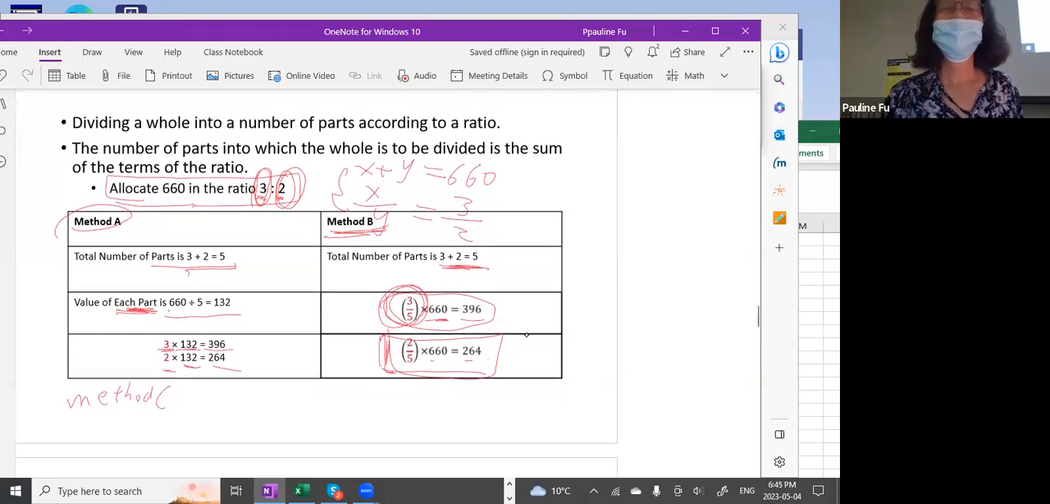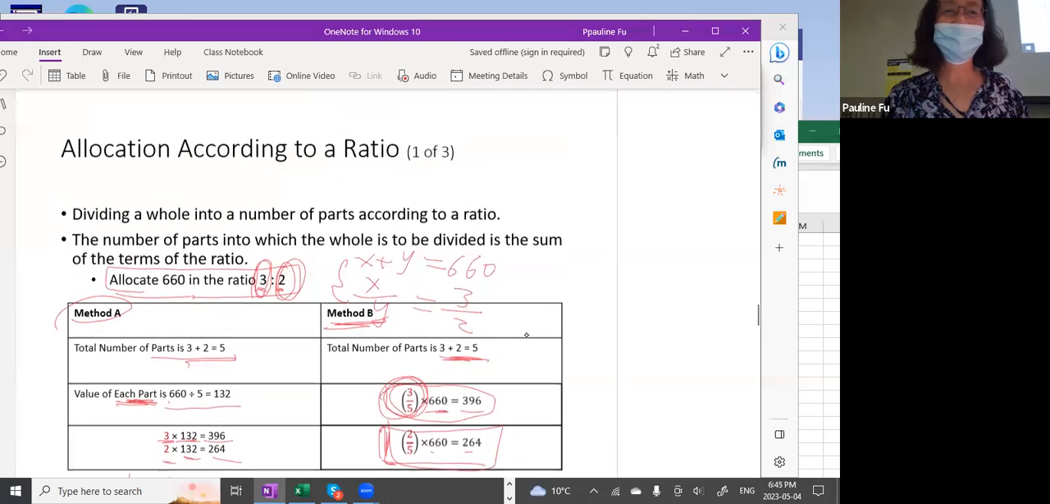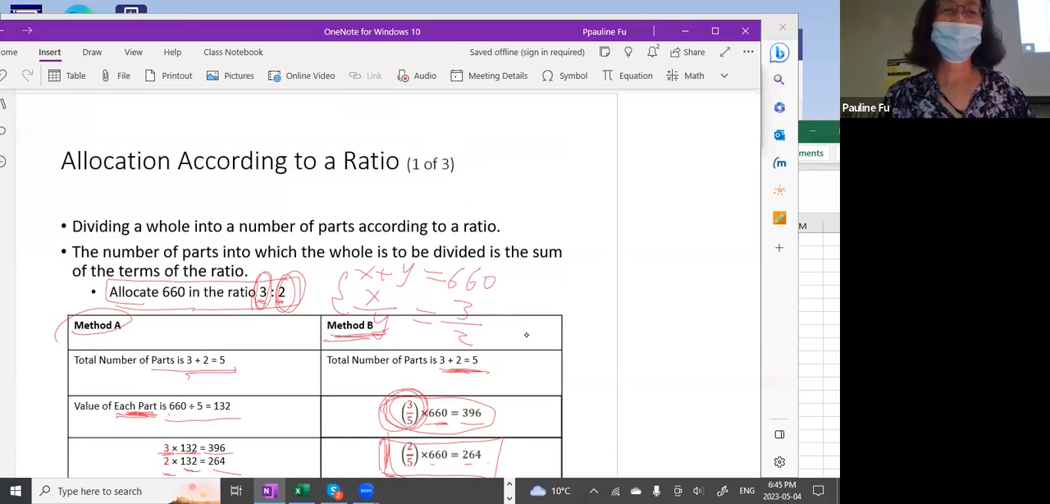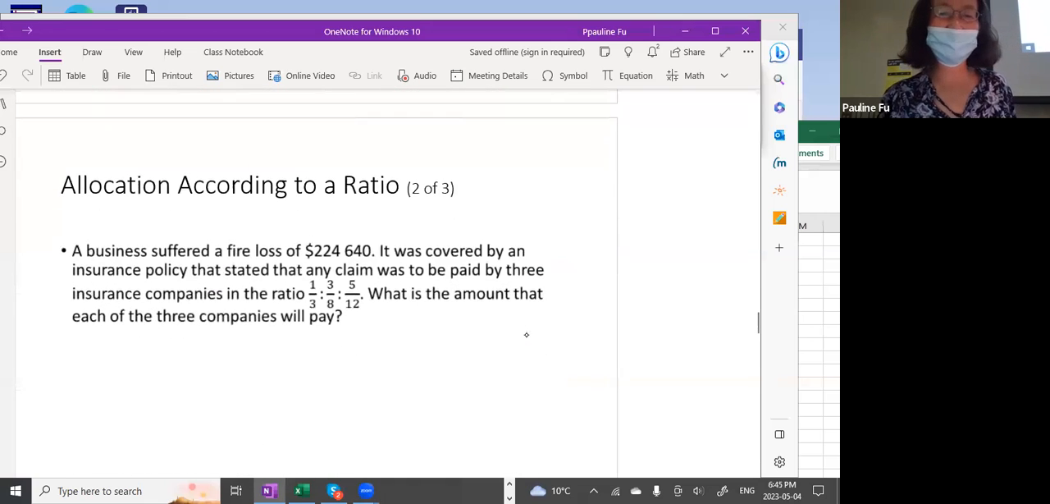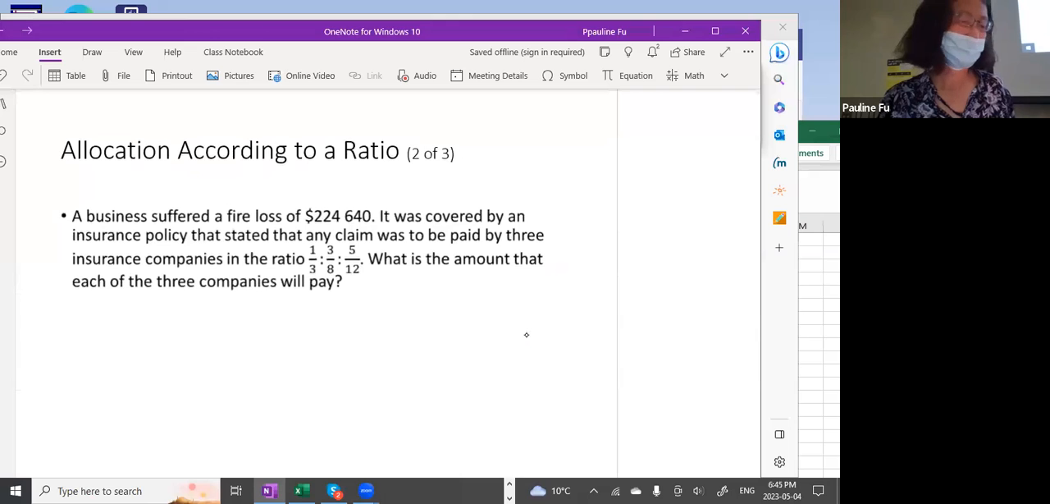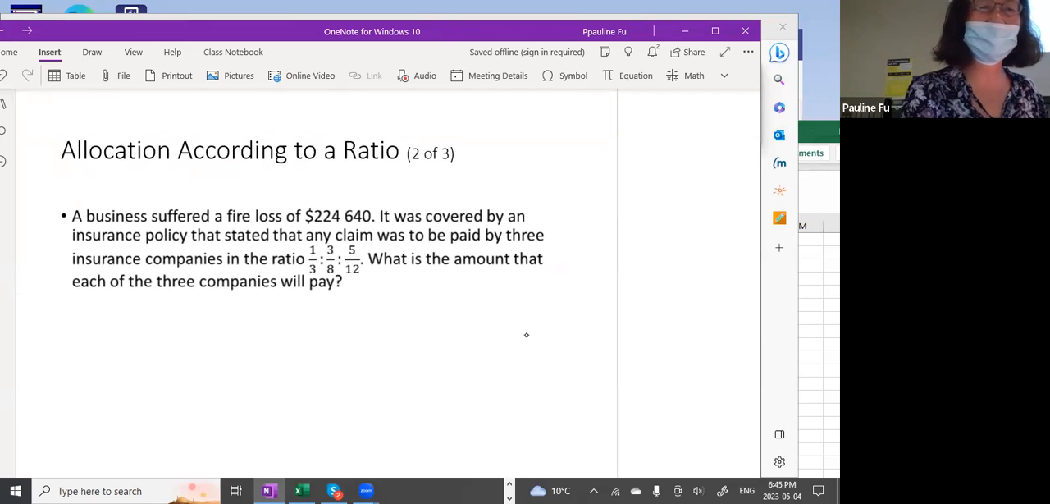Okay, now you have a basic foundation for allocation according to ratio. Now, I give you another question. This question is tough. I give you a moment to read the question by yourself. This business question here.